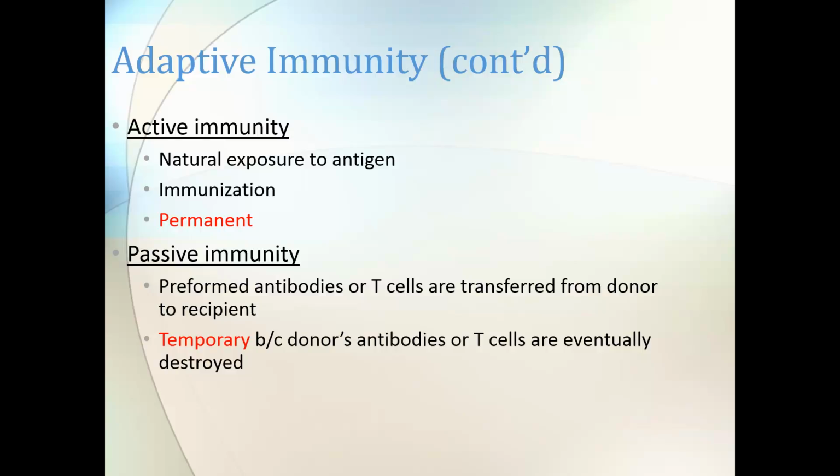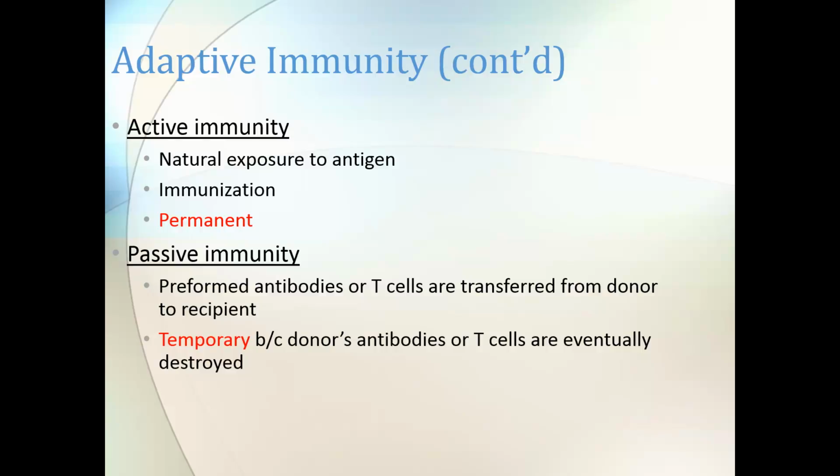Active immunity is permanent, right? You've engaged the immune system, the B cells and T cells have responded, and now either because you got a vaccine or because you've actually had the infection, you have permanent immunity after that. Again, because of those memory cells. That's active immunity. If you've had the disease or you've had the vaccination, that's an example of active immunity.